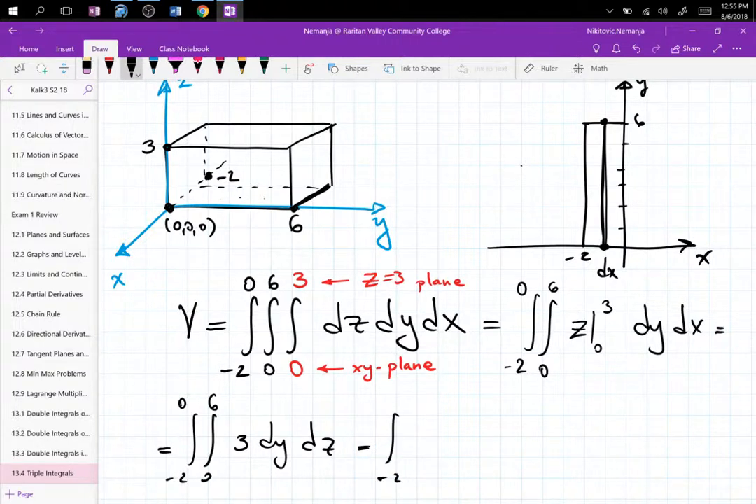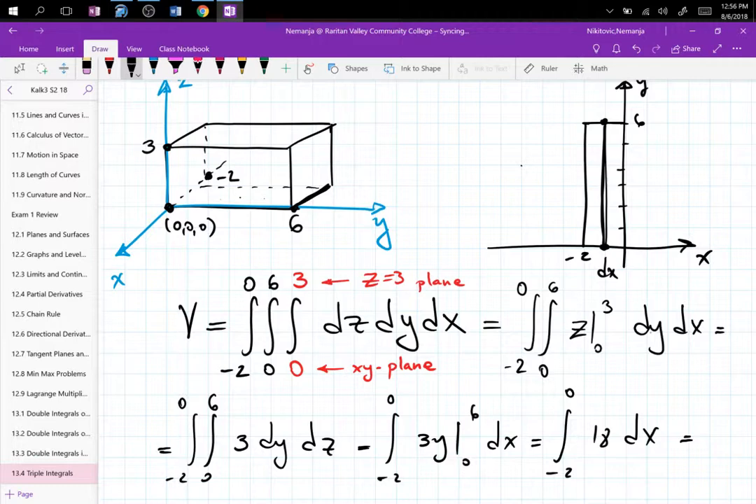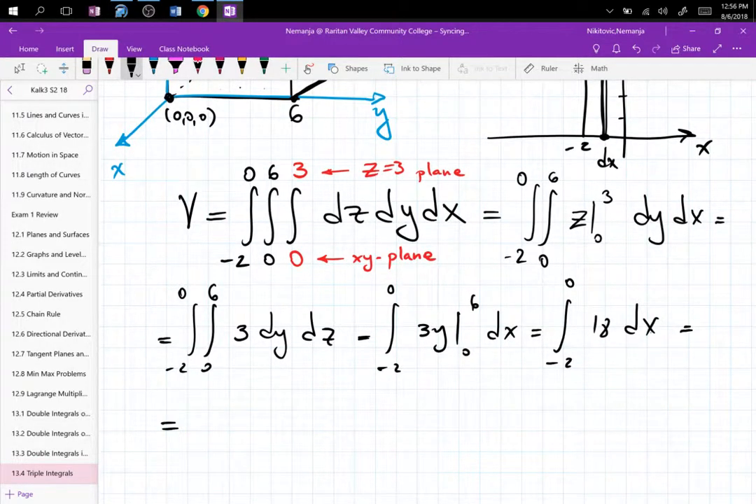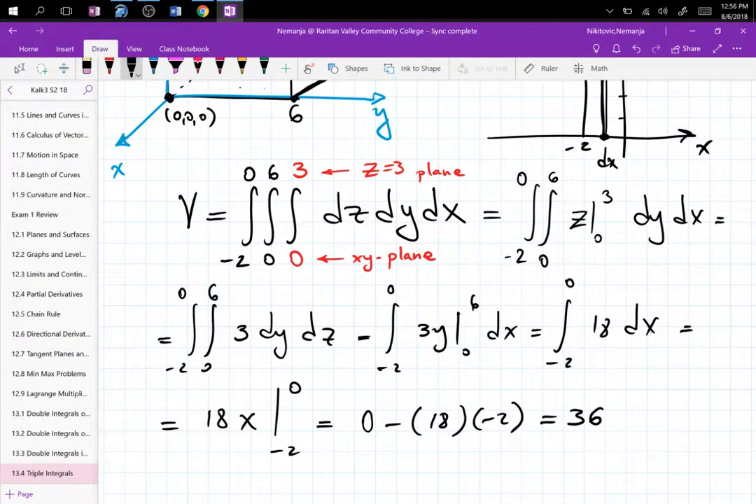So the next integral is in terms of y, so we get 3y from 0 to 6. We still have dx. Make sure you're copying these every time. So this is integral -2 to 0 of 18 dx, which is now 18x computed from -2 to 0. When you plug in 0, you get 0 minus 18 times -2, and there's your 36.